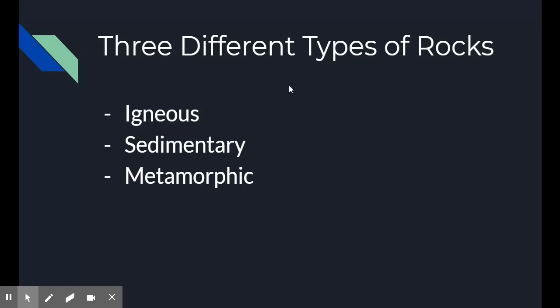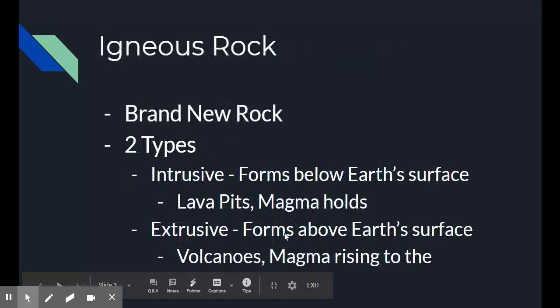So there's three different types of rocks. There's igneous rock, sedimentary rock, and metamorphic rock. All right, three different types: igneous, sedimentary, and metamorphic. And you've already heard igneous and metamorphic, right? We talked about those when we were talking about the layers of the earth. So you've already heard of these two, and then we'll get into what sedimentary is.